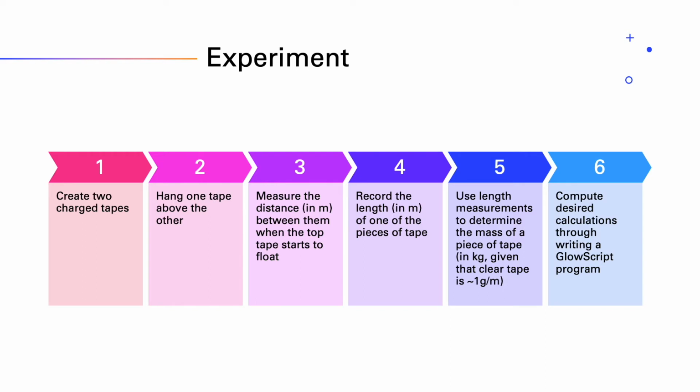So for the experiment, we start by creating 2 charged tapes exactly like last time, hanging one above the other. Then we measure the distance in between them when the top tape starts to float. We record that length, use that length to find the mass, and then we're computing our desired calculations through GlowScript. Last time it was largely by hand, but this time it's entirely in the code.